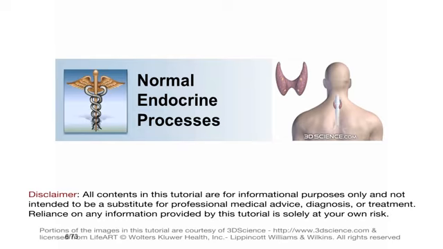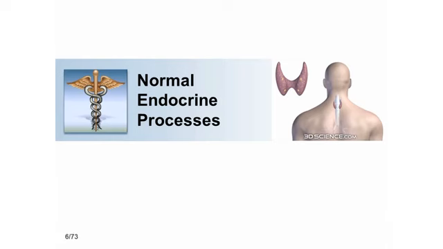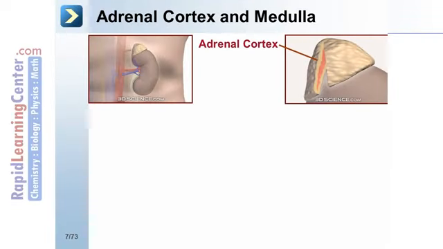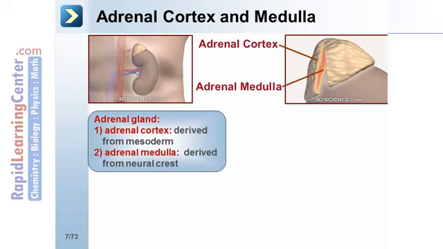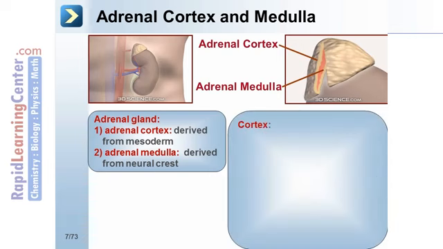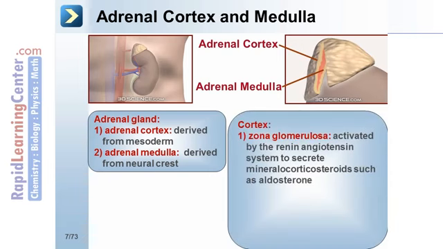We begin with a discussion of normal endocrine processes. We begin with a review of the adrenal gland. The adrenal gland can be divided into the adrenal cortex, derived from mesoderm, and the adrenal medulla, derived from the neural crest. The cortex can be further divided into three zones.